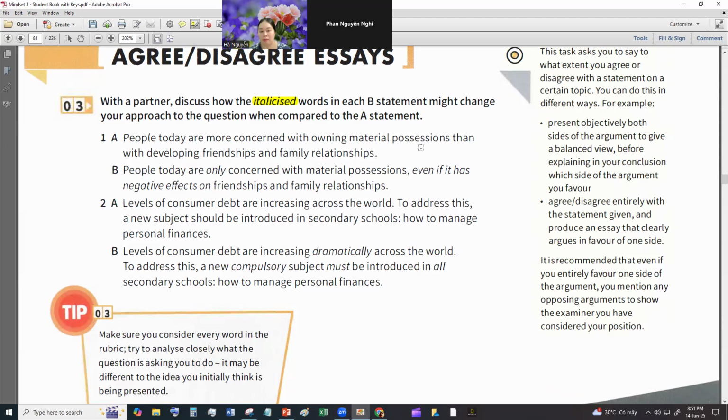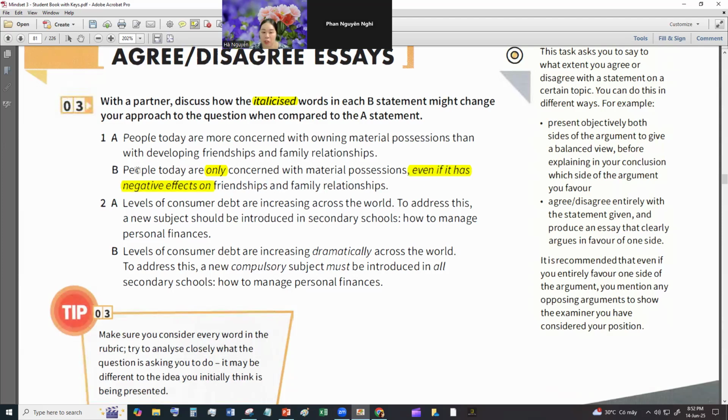I think question B is a little bit more urgent because it has negative effects on friendships and family relationships, where we have to address the effects too, but question A doesn't ask us to do so. Okay, so A is actually more neutral, more factual, more concerned with development. Okay, but B is more extreme. So you see, people today are only concerned with, even if it has a negative effect on.